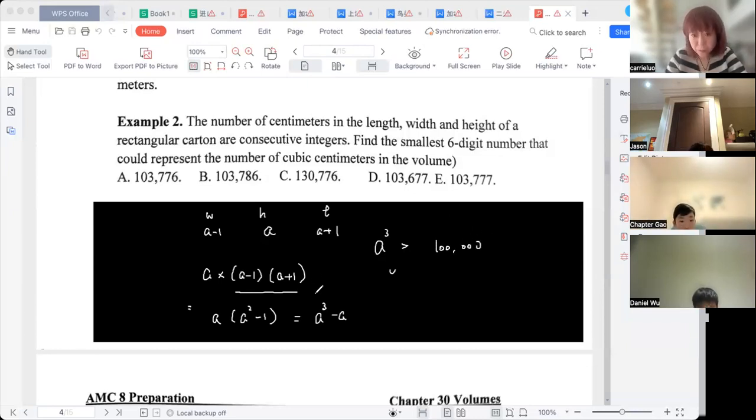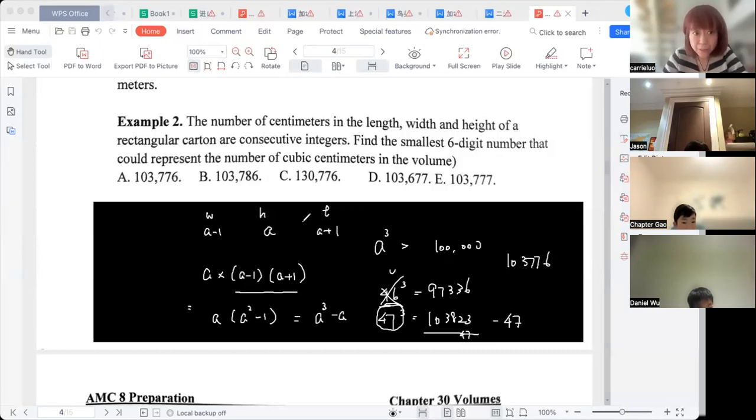Yeah. So we can say 46 cubed equals 97336. Okay, 47 cubed equals 103823. So let me ask you, is it possible to be 46? No. So at least A cubed needs to be 103823, right? So minus 47. So that's why it's 103823 minus 47. So the answer is 103776. Get it, Daniel?